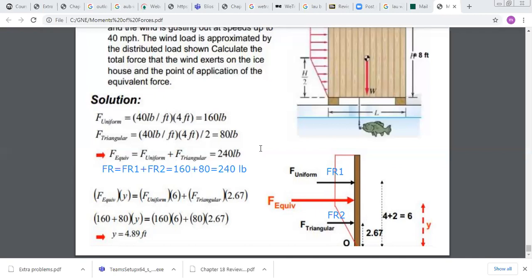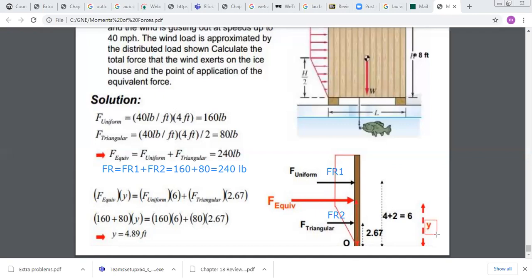Now, what about the location of F equivalent? I still need to find where the point of application of F equivalent is. I will find it from the bottom. I will find the distance from O to F equivalent, and I call this distance Y. I want to find Y.